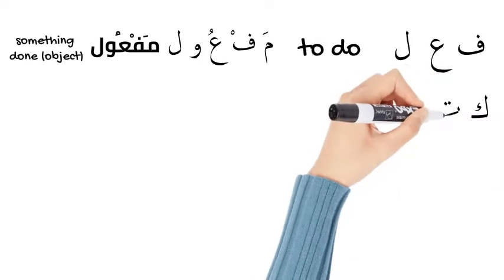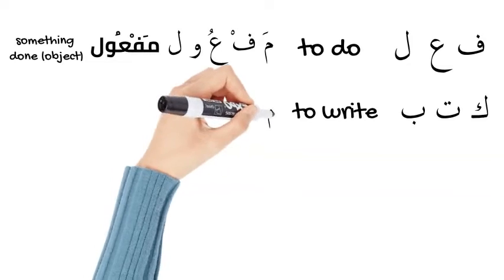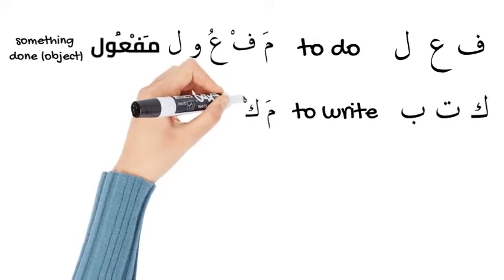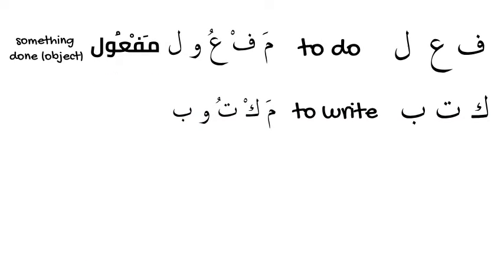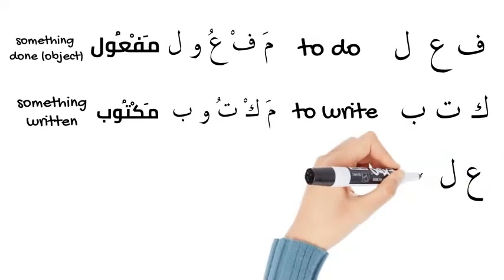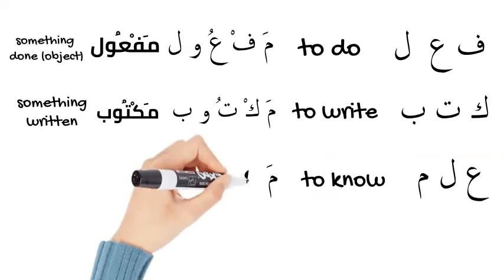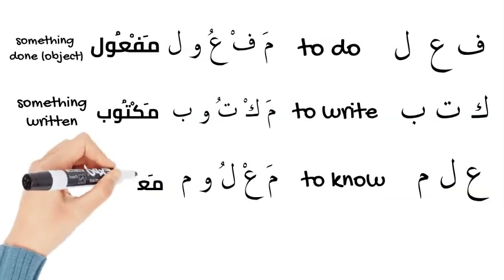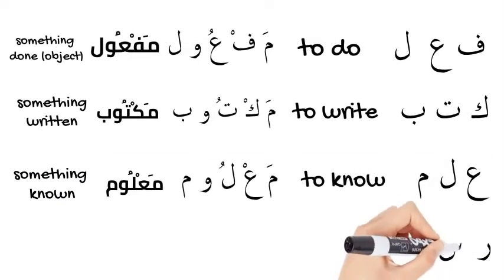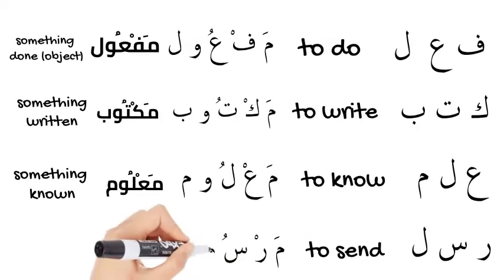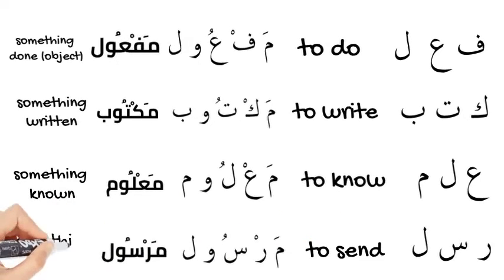If we take kataba as an example, which means to write, and we add a mim with a fatha before the kaf, before the first letter of the verb, and a waw after the second letter, it becomes maktub. Maktub is something that the verb of writing is done to, so it means something that is written. And again, alima, if we add a mim before the first letter and a waw after the second letter, it becomes ma'loom. And ma'loom is something that is known. And rasala would be marsul. And marsul is something that is being sent.